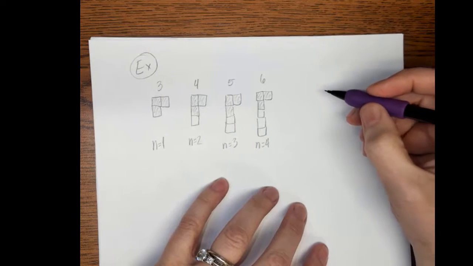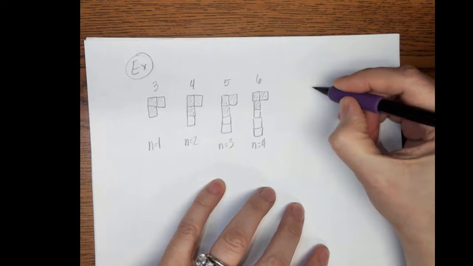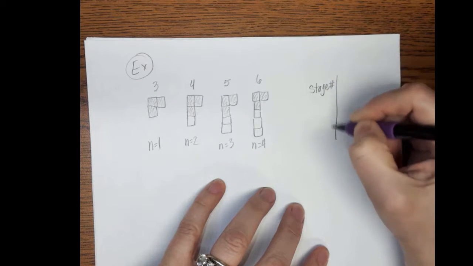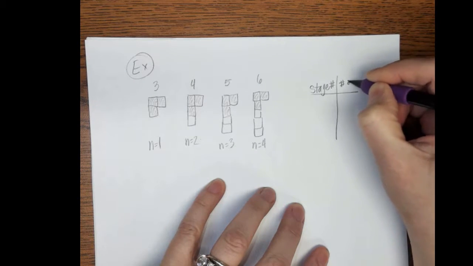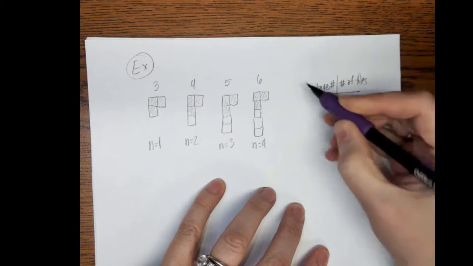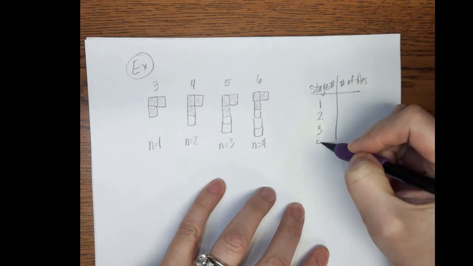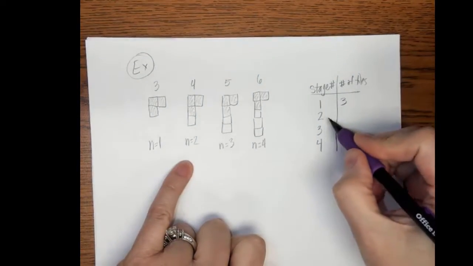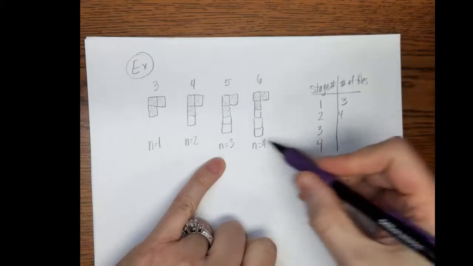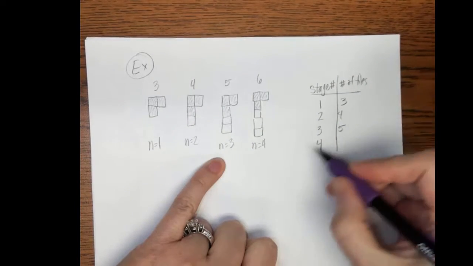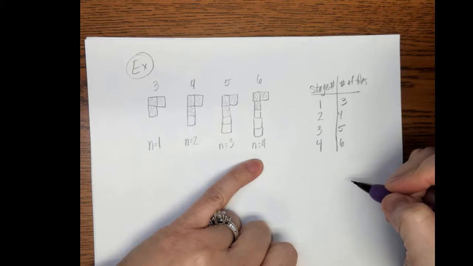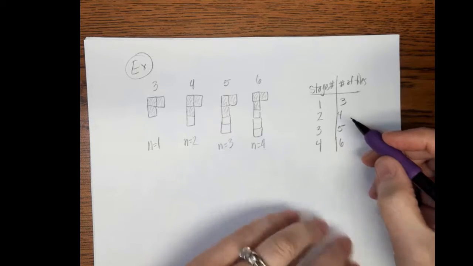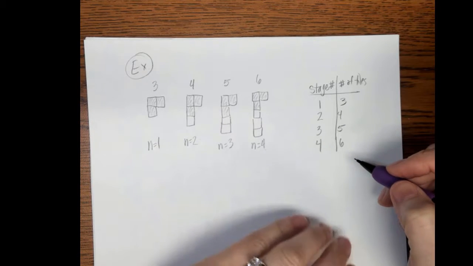Now let's take that and convert it over to a table. We have stage number on one side and number of tiles on the other. So we know we have 4 stages. In stage 1 we had 3 tiles. In stage 2 we had 4 tiles. In stage 3 we had 5 tiles. And in stage 4 we had 6 tiles. Now we start to see a pattern here with the numbers. So let's try to take that pattern and translate it into a formula.